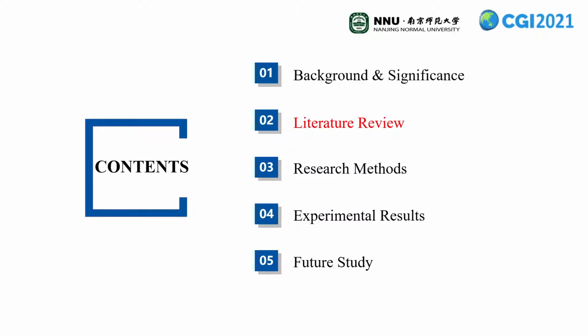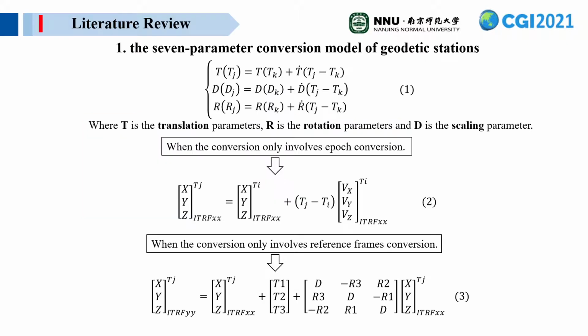Then, let's introduce the research status about the topic. The 7-parameter model is a commonly used conversion method, as shown in Formula 1. The conversion method is based on matrix operations. The translation matrix is used for epoch conversion. The frame conversion involves the translation, rotation, and scaling matrix.